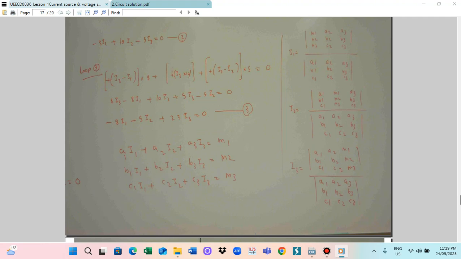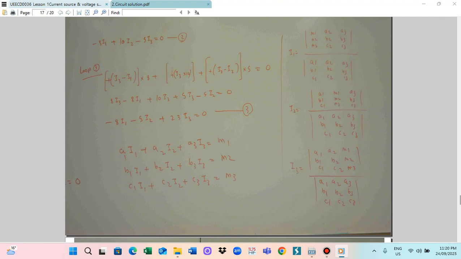And then the 10 ohm resistor. The I3 current is flowing in the 10 ohm, so I3 into 10. Walking around, you see the positive side, so it is plus. Now the 5 ohm: the two currents I3 and I2 flow in it. We assume I3 is greater than I2, so we subtract I3 minus I2.